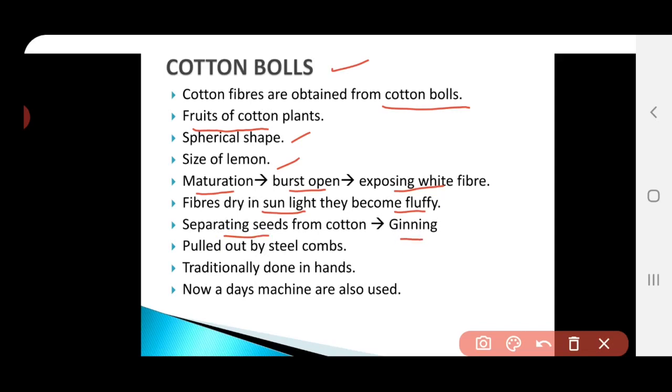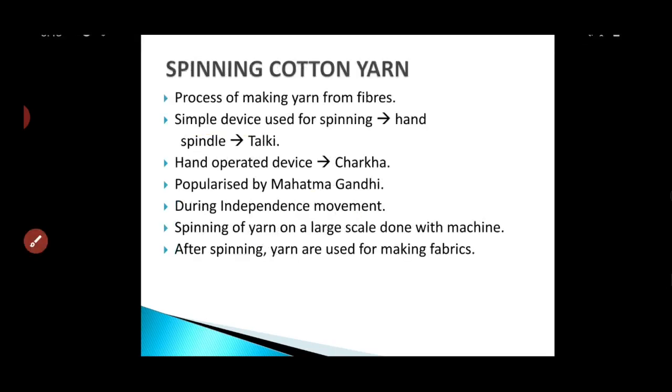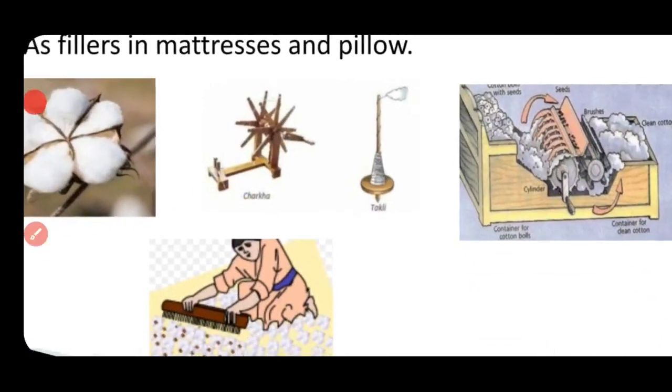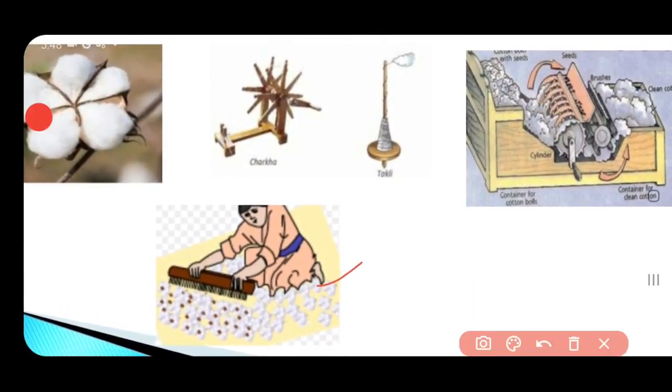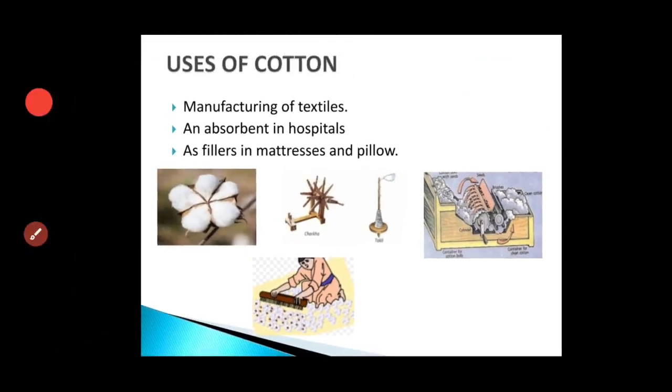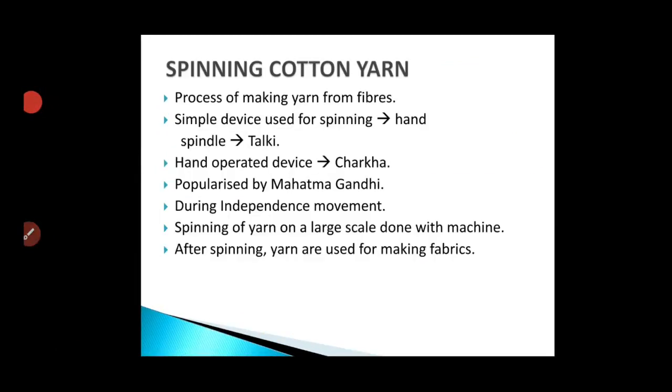This process is called ginning. It is just pulled out by the steel combs. So, using the steel combs, we are pulling out the seeds by hand. It is traditionally done by hand, and nowadays we are using machines also. Here you can see the ginning process, which is done by hand, and this is in the machine. So here the cotton is along with the seeds, and here it is only the cotton. This is done by the machine, and here it is done by hand. The separation of the seed from the cotton is called the ginning process.